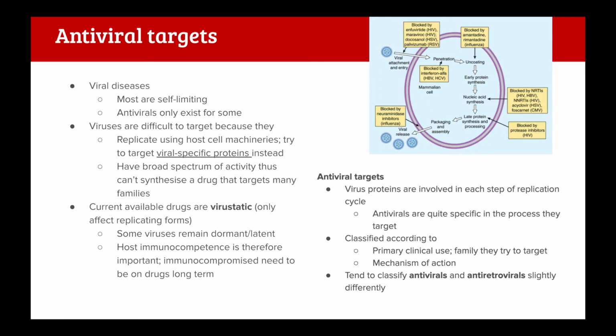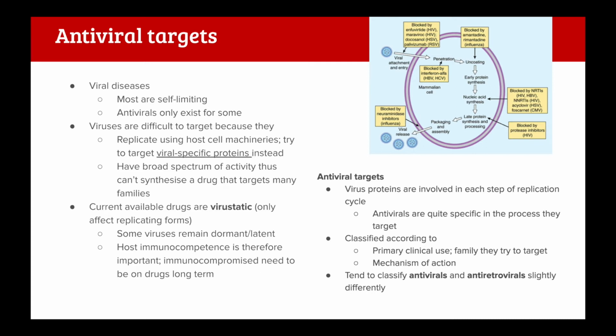So viral diseases, most of them are actually self-limiting. It's not that hard to get rid of them with our own immune systems, provided that we're nice and healthy. And we'll see that antivirals actually only exist for some diseases. The reason behind this is that they're a lot more difficult to target compared to bacteria. The reason is first that they replicate using our own host cell machineries. So to target these machineries would be targeting our own cells as well.